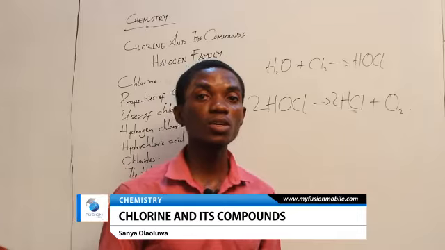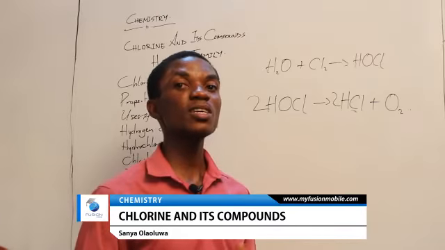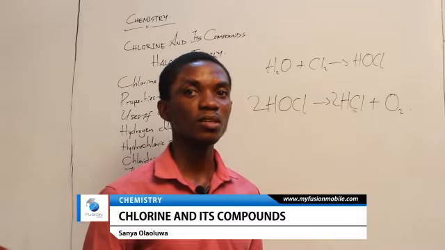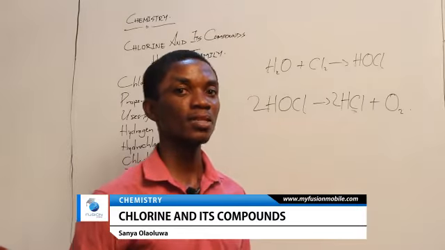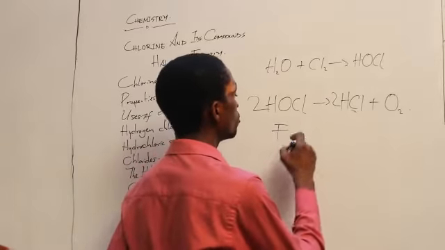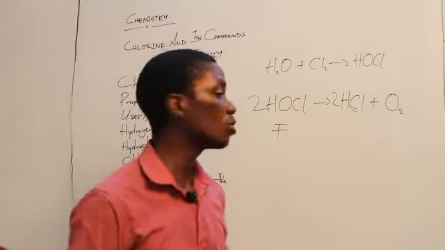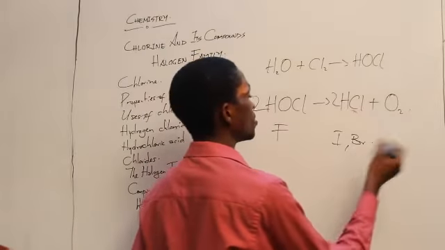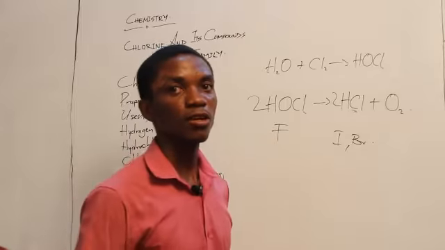Of course, the chlorine gas also displaces other halogen family members from their compounds. The only one that cannot be displaced by chlorine is fluorine. All the others, that is iodine and bromine, can be displaced by chlorine.